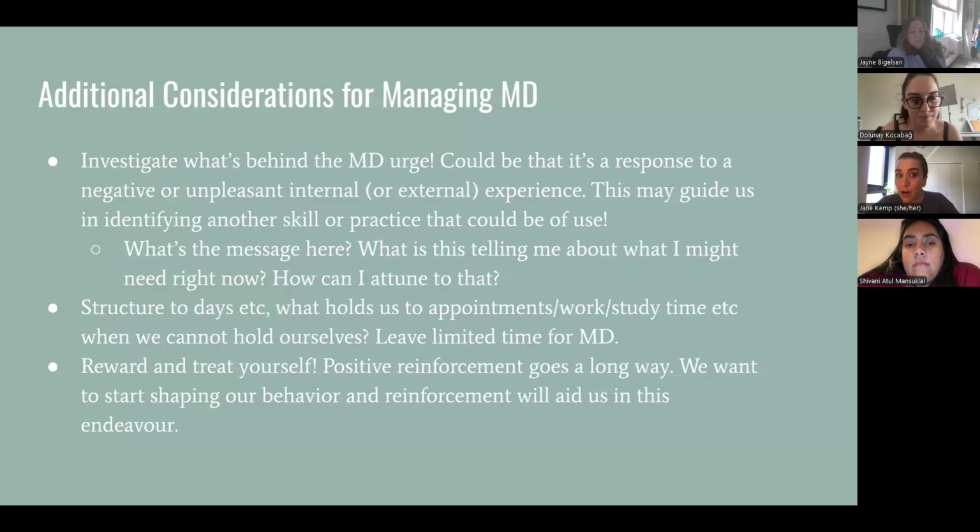Identifying this might guide us into identifying another skill, practice, or idea that could be of use. So I like to ask, what's the message here? What is this telling me about what I might need right now? And then how do I attune to that, right? How do I meet that need that I have? Having a bit of curiosity and a conversation with yourself around the MD, because oftentimes there is something underlying, right? There's a need that's there. Humans don't typically do things for no reason. So if we look further and get real curious and real granular, what's happening here?